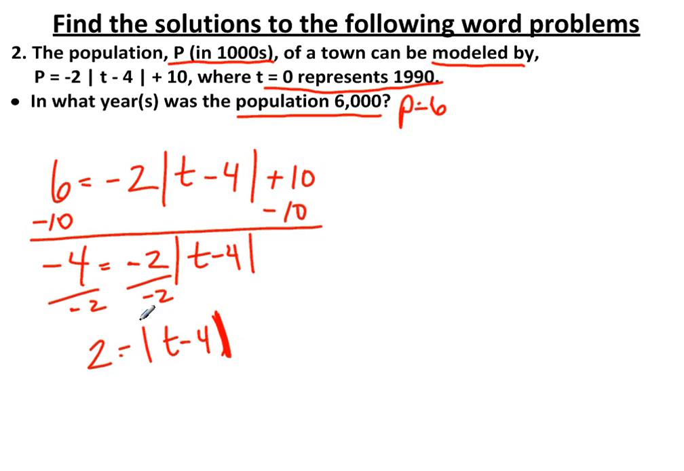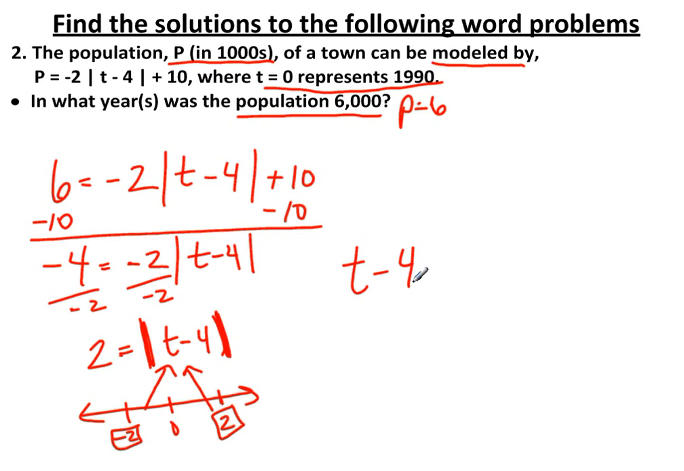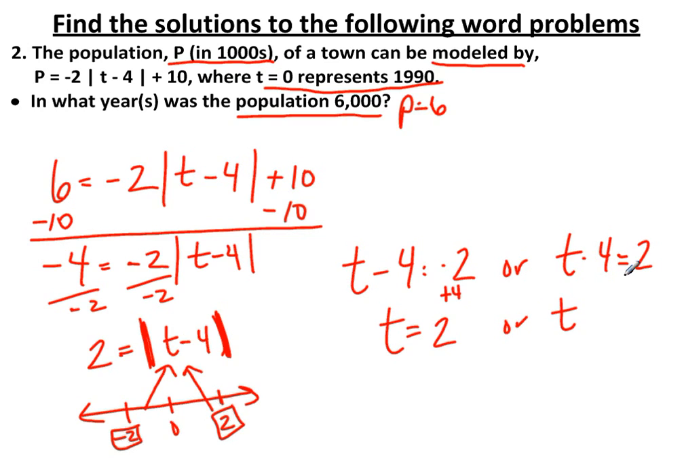So remember what absolute value means. They're telling us that the distance away from 0 is 2. So again, if you are 2 away from 0, my only options are at +2 or at -2. Those are the only two solutions that work. So what I need to do to solve for t is t minus 4 is either equal to -2 or t minus 4 is equal to +2. Those are my only two solutions. So t is equal to, if I add 4 to -2, 2, or if I add 4 to this side, t is equal to 6.